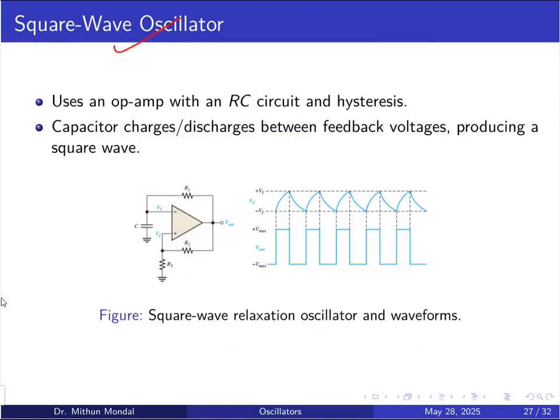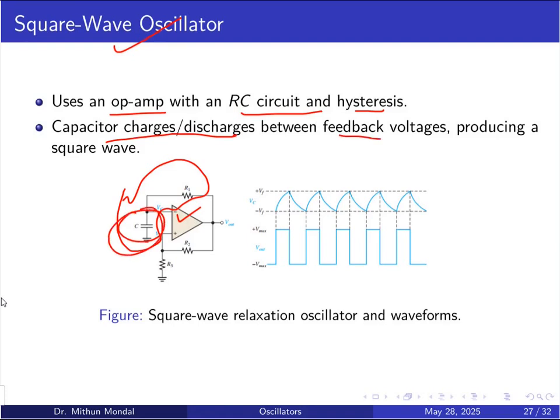The square wave oscillator uses an op-amp with an RC circuit and a hysteresis. So here you have the op-amp and you are basically using the RC combination for the feedback with the hysteresis, and the capacitor will charge or discharge. So this capacitor will charge or discharge between the feedback voltages, producing a square wave. So when we give the feedback voltage, due to the charging and discharging of the capacitor, we are basically getting an output in the form of a square wave.